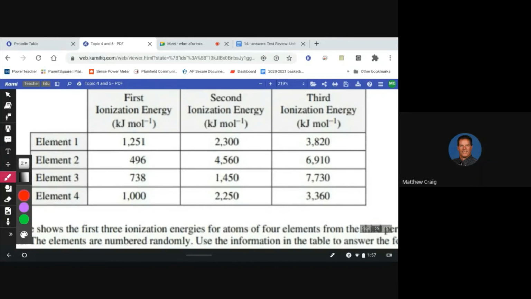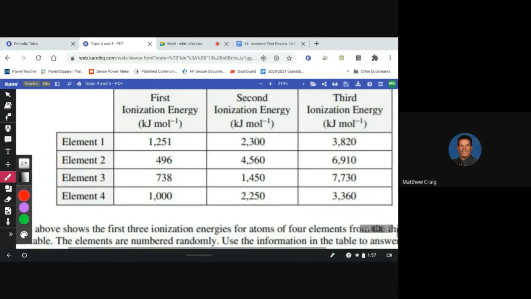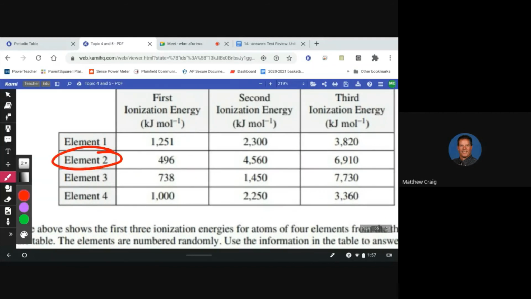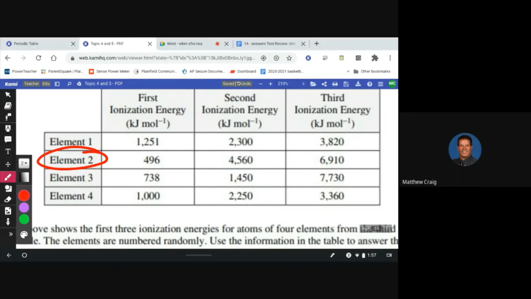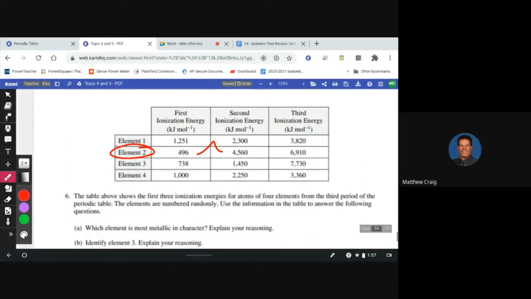So which of these, element 1, element 2, element 3, or element 4, represents the most metallic? Casey, is that your hand up, or are you just messing around? Why do you say 2? How do you know it's in 1A? There's a big jump from the first to the second. Yeah, there we go. So element 2.